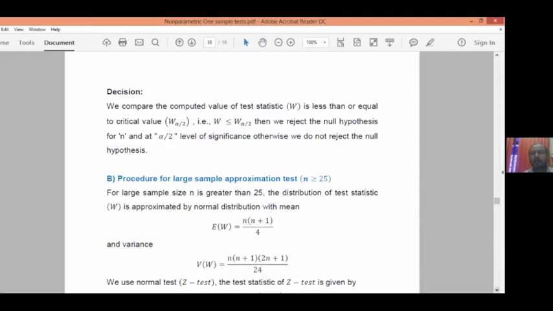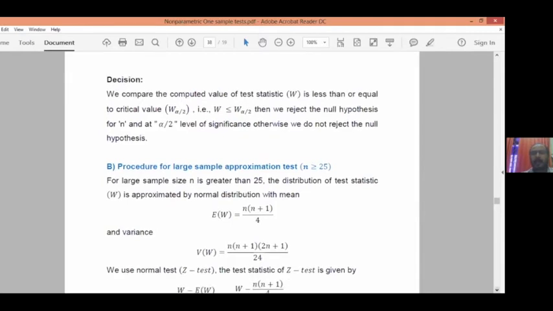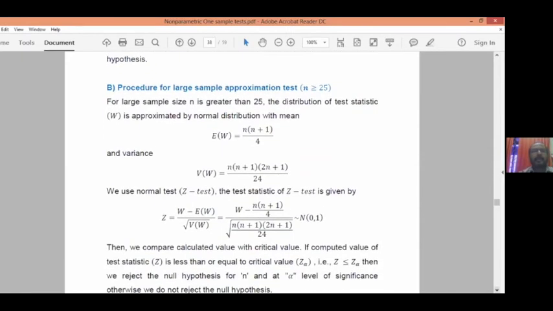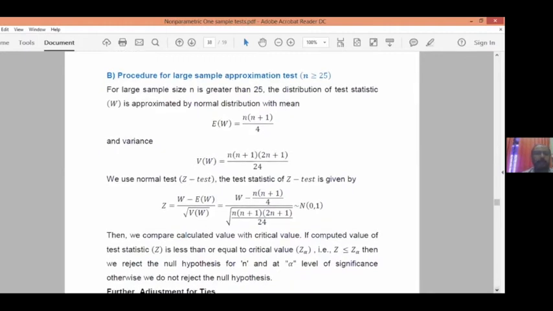Procedure for large sample approximation: if the sample size is more than 25 or equal to 25, the test statistic is approximately normally distributed with mean n plus 1 by 4. The variance is given here. We use the normal test, that is the Z test, for the large sample. The test statistic Z is defined here. This is the transformation: Z is equal to W minus expected value of W by square root of variance of W, and this again follows a standard normal variate with mean 0 and variance 1.